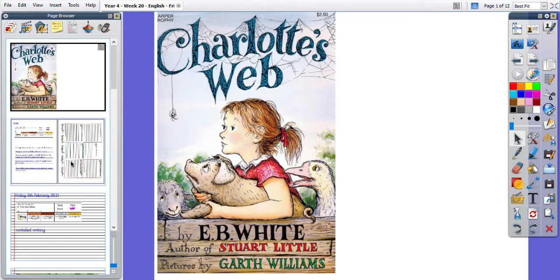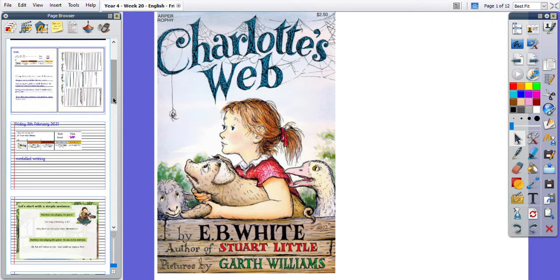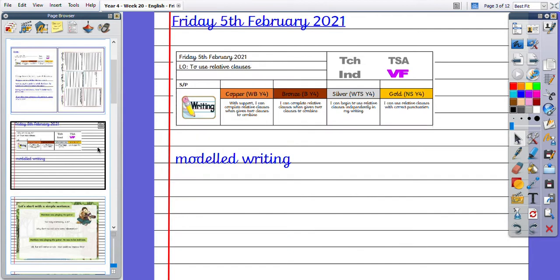Good morning, Year 4. Our English lesson today, we are going to do some skill and then we're going to plan for our newspaper writing for next week. So our skill is looking at using relative clauses.